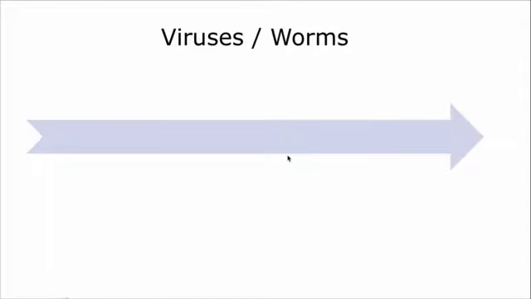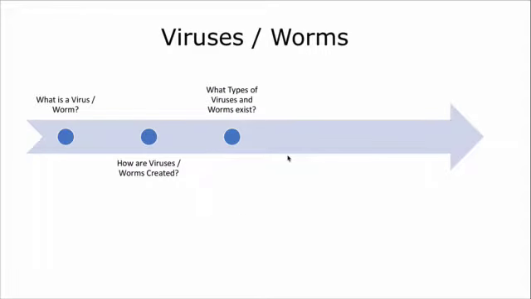Let's see what we'll be covering. We'll start with what is a virus or a worm, then move on to a discussion on how viruses or worms are created, what types of viruses and worms exist, how viruses and worms spread, and then finally we'll end up with what countermeasures are in place and need to be avoided as a penetration tester. Great, let's move on.